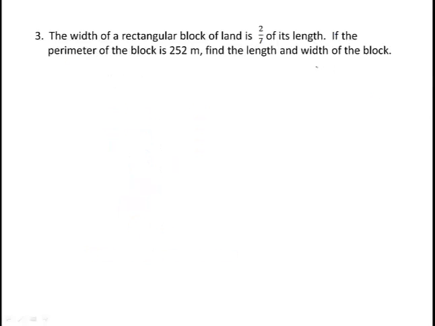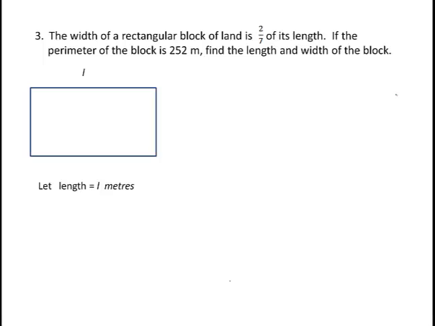Algebra can also be used to solve problems involving measurement. In this case, we're told that the width of a rectangular block of land is 2/7 of its length. If the perimeter of the block is 252 meters, we need to find the length and width of the block. In the case of a question like this, it's always good to draw a diagram and label it with any information that the question gives.